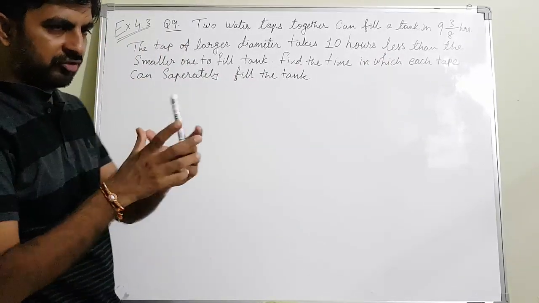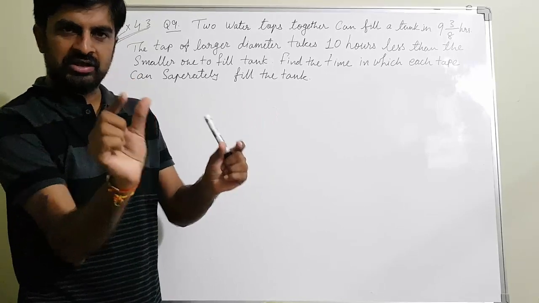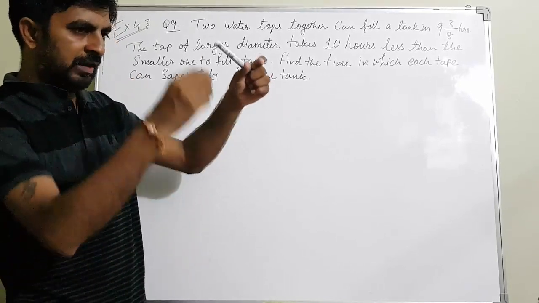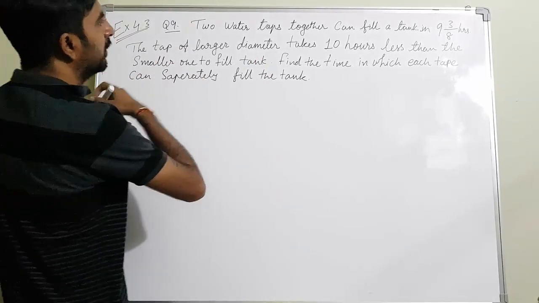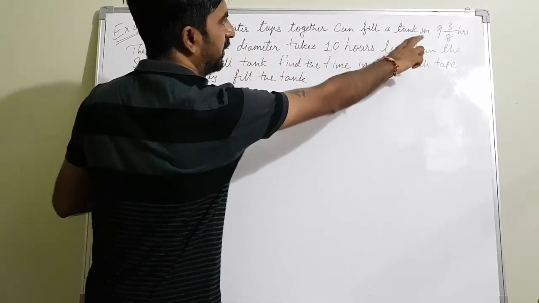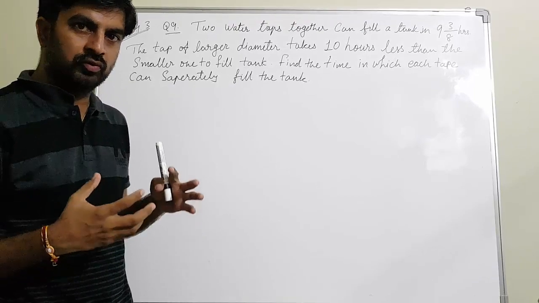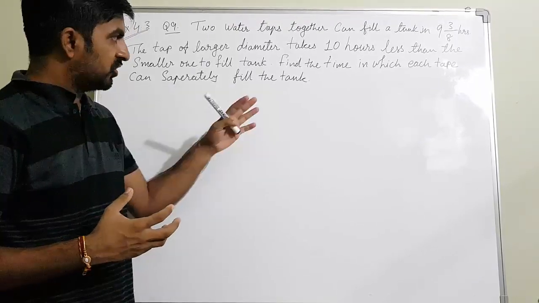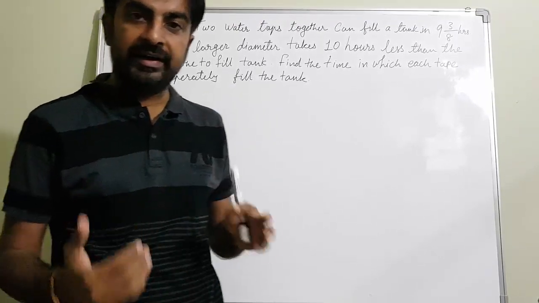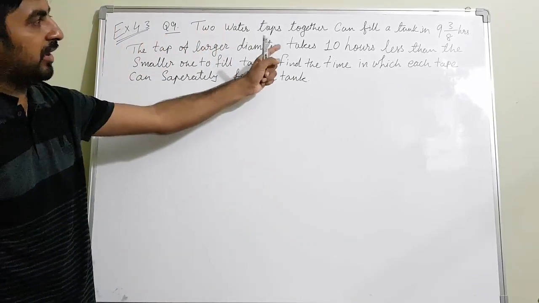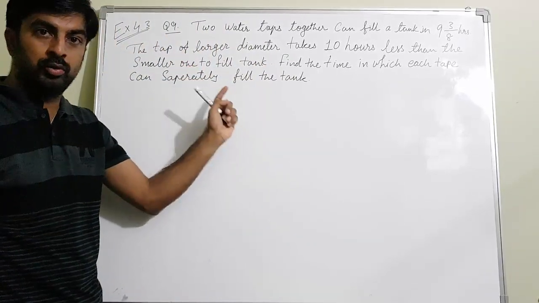Means there are two taps, one with a larger diameter and one with a smaller diameter. Both are started together and can fill the tank in 9 3/8 hours, and we have to find out the time separately, that is, the time of each tap alone to fill the tank.